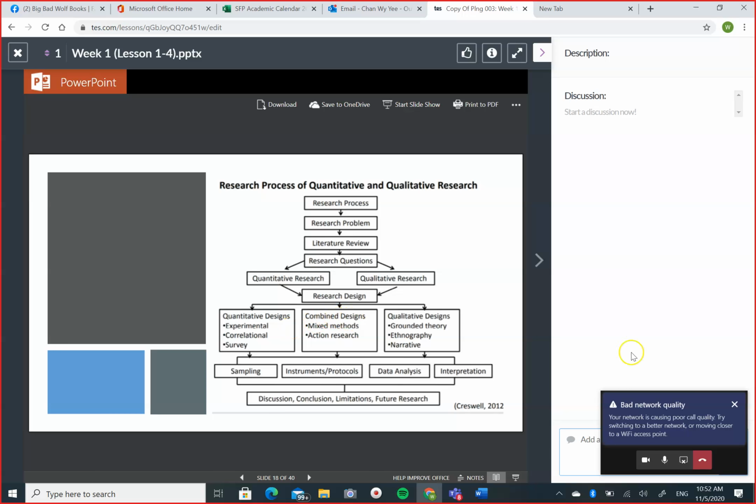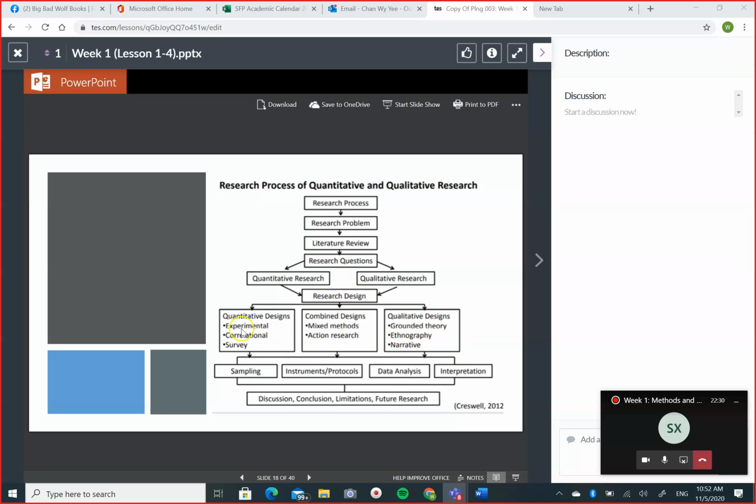Then we have combined designs, where you will be looking at both mixed methods and action research. Mixed method means you are combining quantitative and qualitative together. Probably you have a survey questionnaire, and then you also have an interview or classroom observation. So that is a combined design. Then you have qualitative: grounded theory, ethnography, narrative. It is more towards things like interviews and classroom observations. These are all qualitative designs. You are trying to build a theory, probably grounded theory.